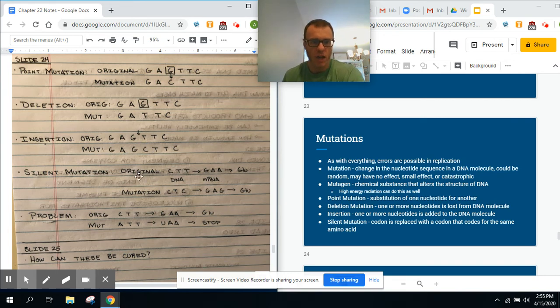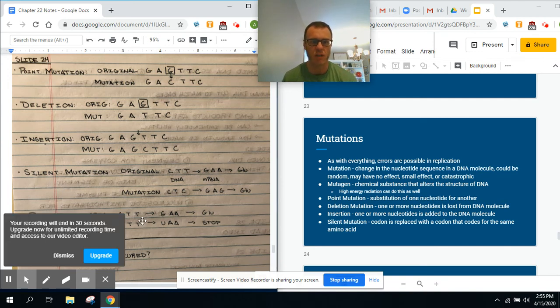So here, a silent mutation. Here's our DNA, here's our mRNA, which gives us this amino acid. The mutation is CTC now. However, that gives us GAG as our mRNA. That brings us the same amino acid, so we don't have to worry about it. There's no change in protein synthesis. That's why it's called a silent mutation.